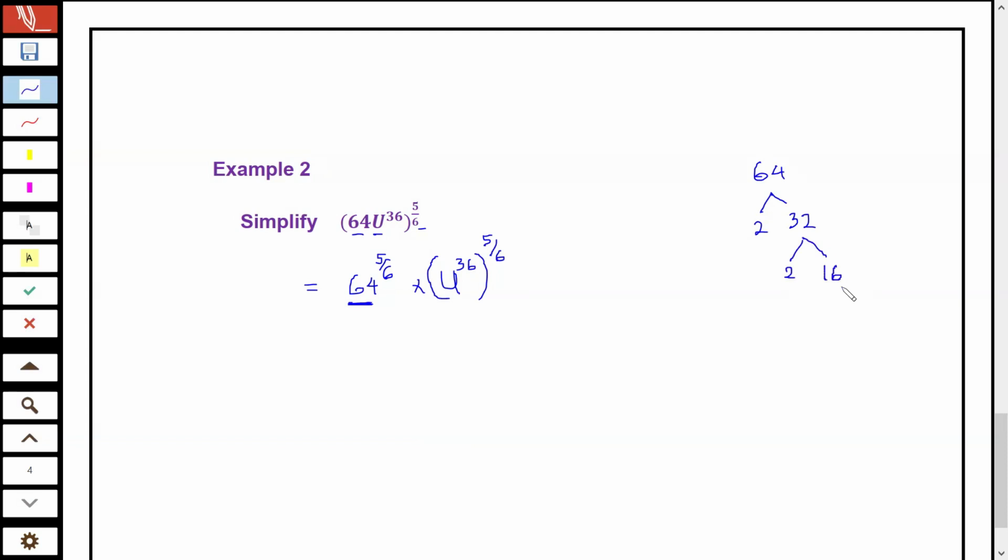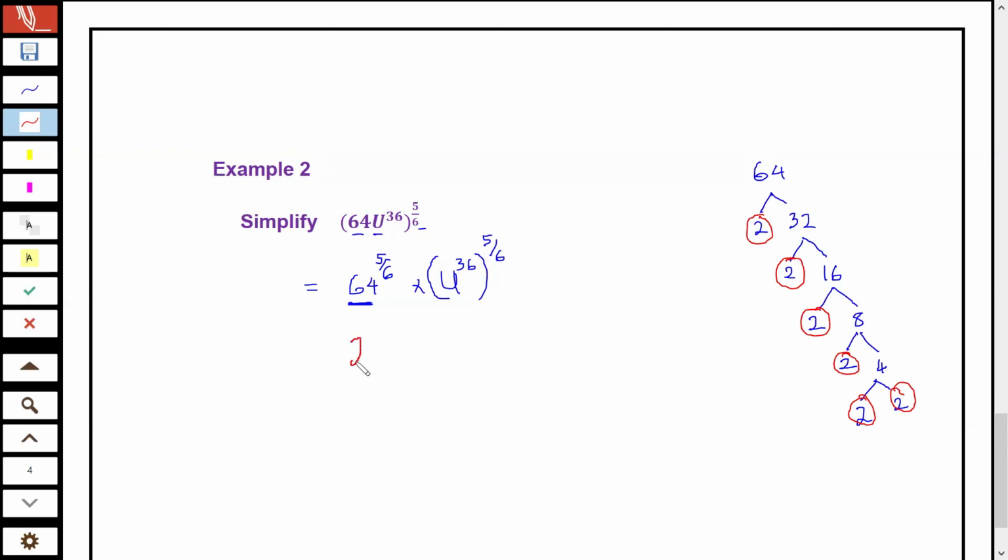2 times 16 is equal to 32. 2 times 8 gives 16. For 8, it's 2 times 4. Finally, for 4, it's 2 times 2. Now, I'm going to count the number of 2's that multiply to give 64. Now we have 2 times 2, times 2, times 2, times 2, then times 2. So how many 2's have we got? We can count 1, 2, 3, 4, 5, 6. So it's going to be 2 to the power of 6.